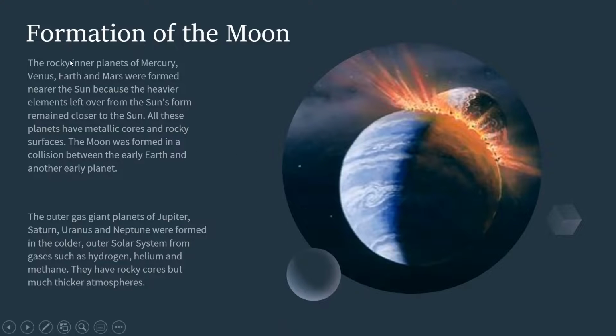So the rocky inner planets, Mercury, Venus, Earth, and Mars, were formed nearer the sun. So they're all quite close together when they were first formed, because the heavier elements, like the rock and the metal they're made from, all remain closer to the sun.